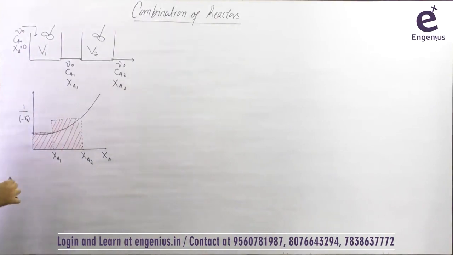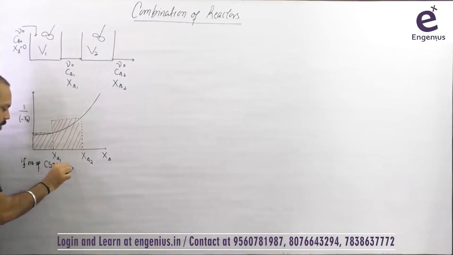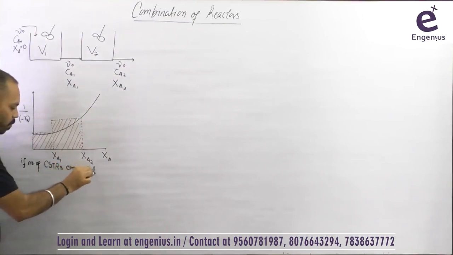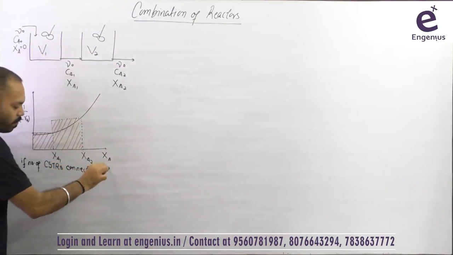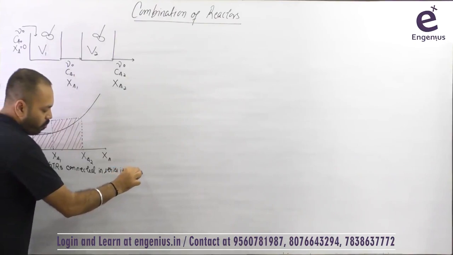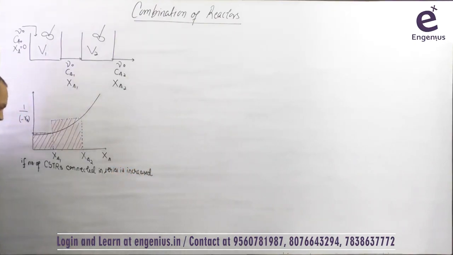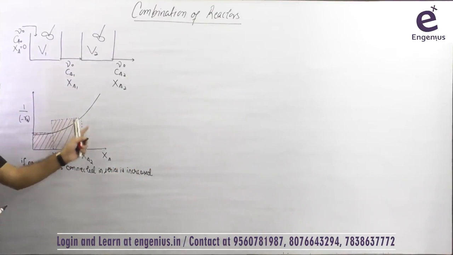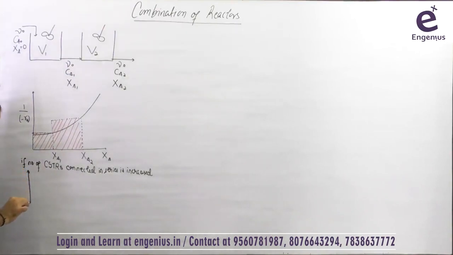Now, there comes a case: if the number of CSTRs connected in series is increased, then what happens? Then definitely you can add more and more rectangles, right? And then that can be represented on the Levenspiel plots. Let's see how. I hope this graph is visible to you.